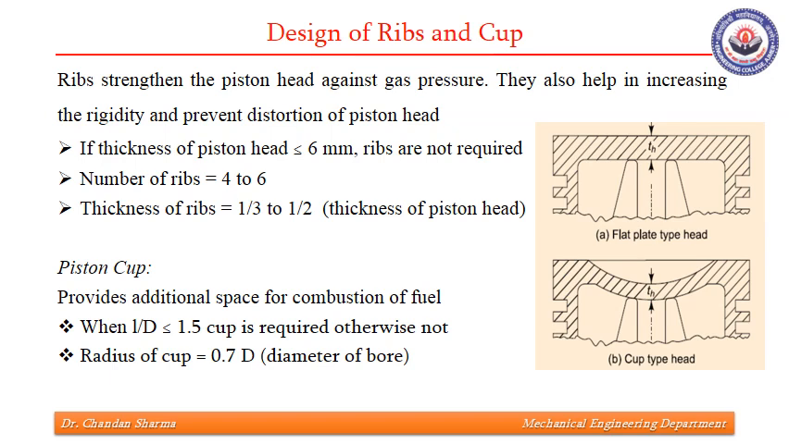So we just need to find what is thickness of piston head, and we can very well find thickness of rib in terms of thickness of piston head. Then comes piston cup. As we have seen that we can have flat plate type head or cup type head. If it is cup type head, we need to have this dimension also. So piston cup provides additional support for combustion of fuel.